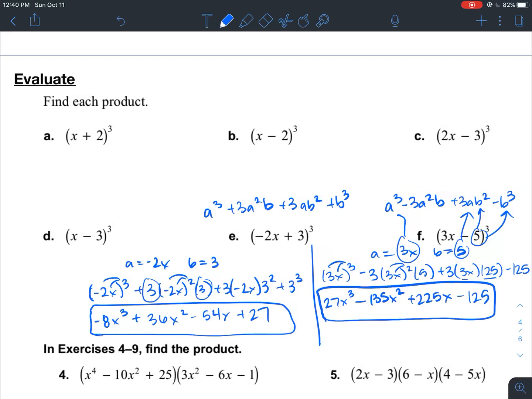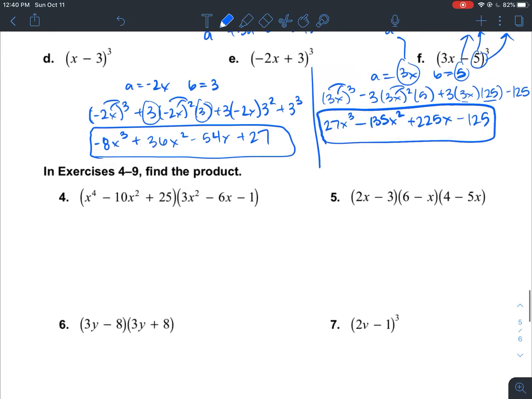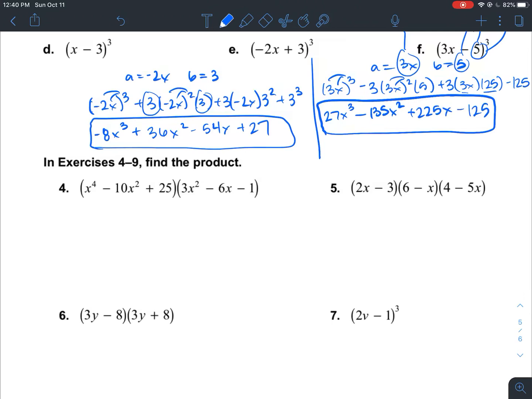Now I know that this might be a pain, but imagine just trying to use regular multiplication and multiplying every single binomial together three times over. So that's why this is useful. In exercises 4 through 9, find the product. I'll let you guys do those exercises on your own, but this is what your homework should look like.